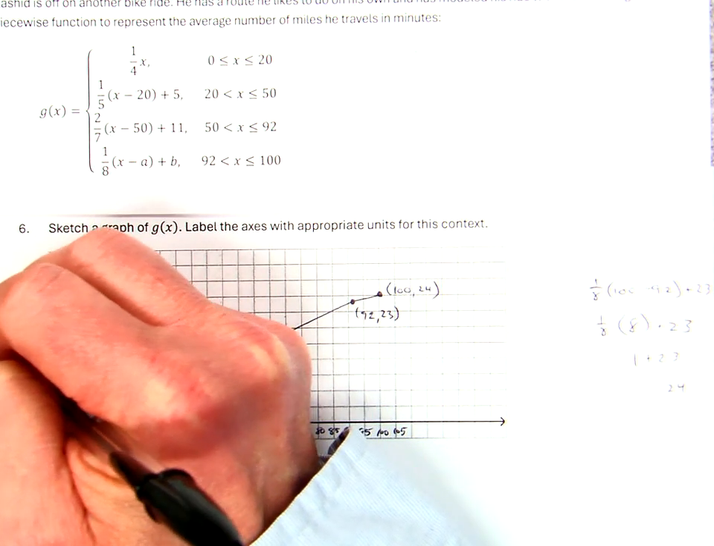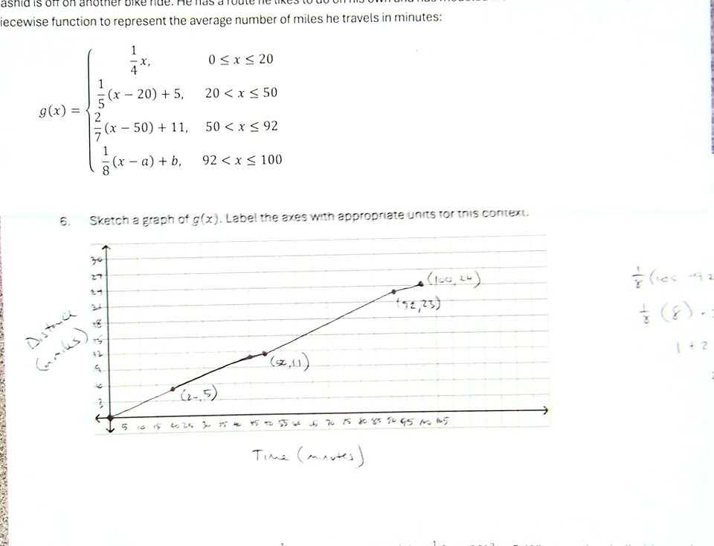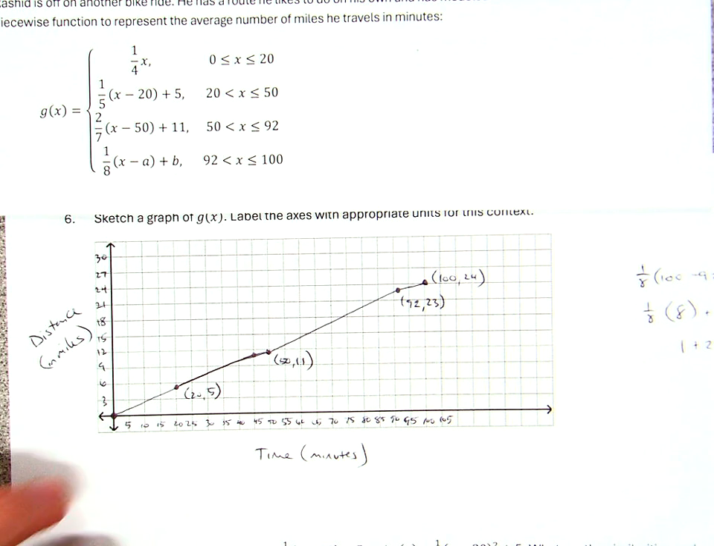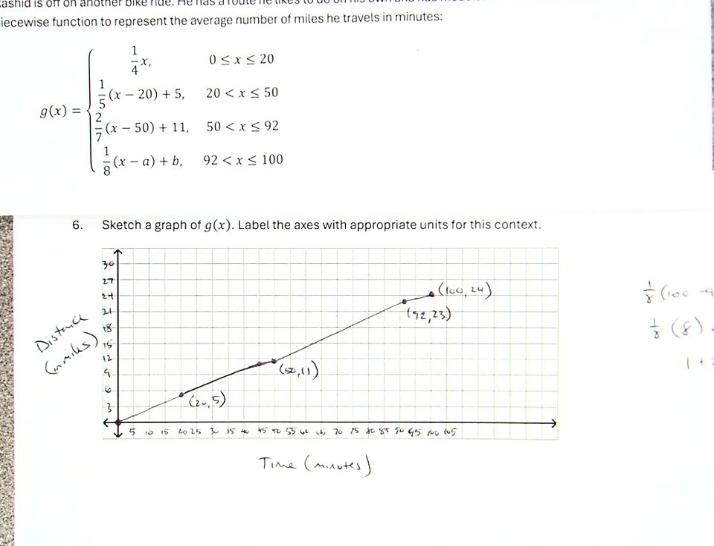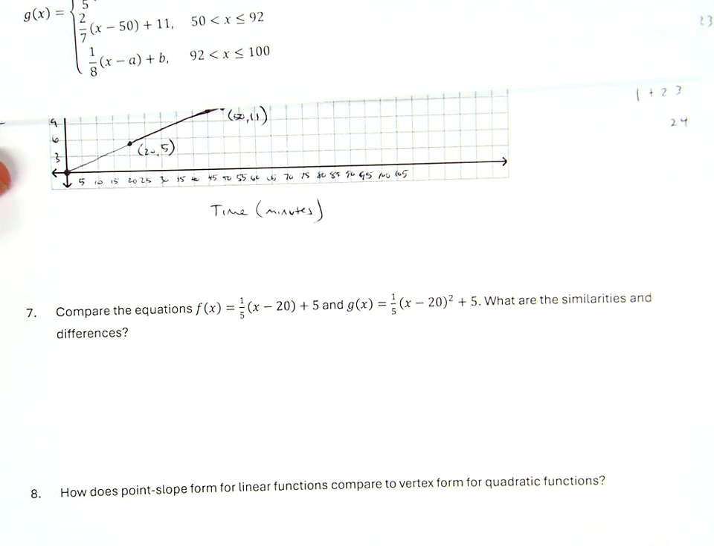And this one was in miles, right? There we go. There we go. Now we actually know what we're dealing with here. Right? All right. Now, number 7.